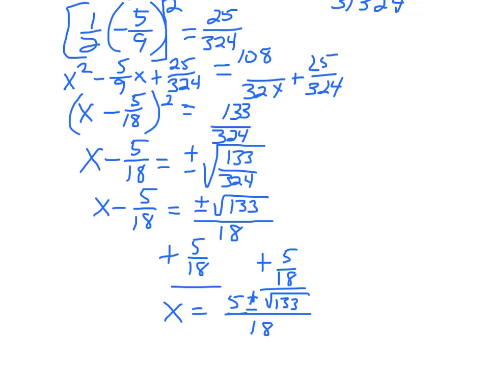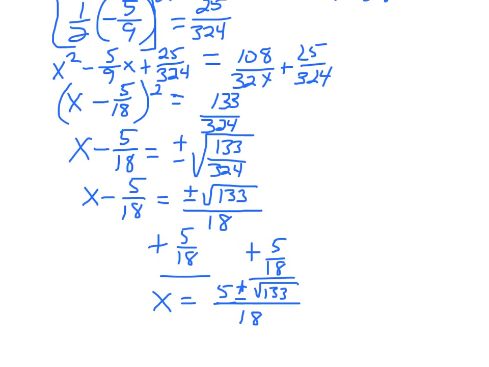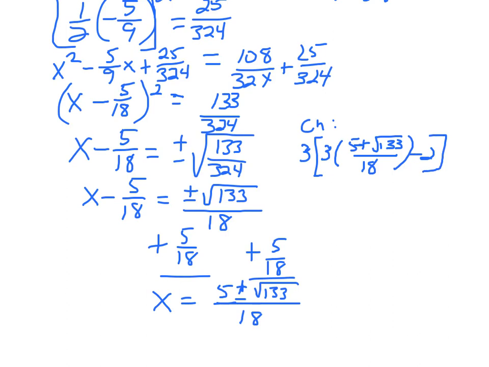So now I'm going to do my check over here, and I'll use my calculator as help. So I've got 3 times, this is where I'm going to sub in my first value, which is 5 plus, this is really messy here, root 133 over 18, all that's squared. No, that's not squared, just minus 2. It would be squared if I had distributed.